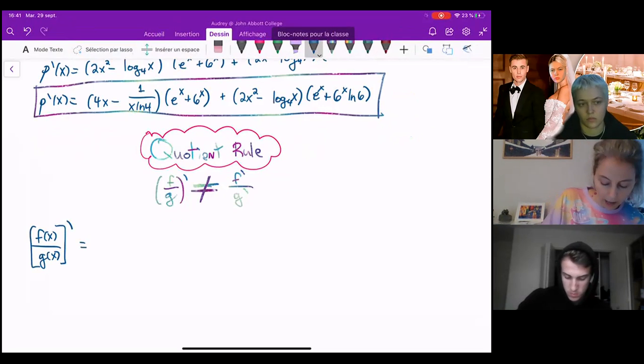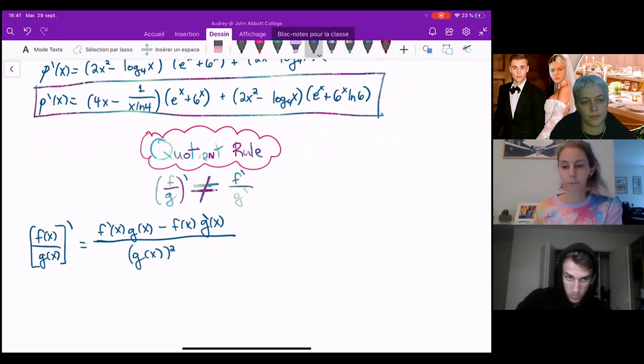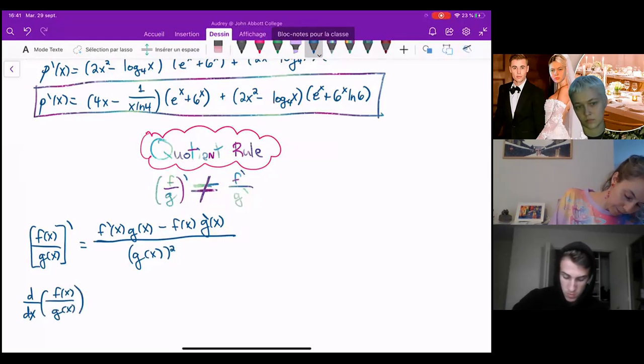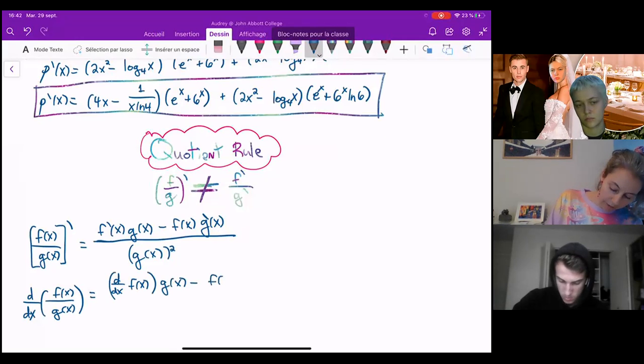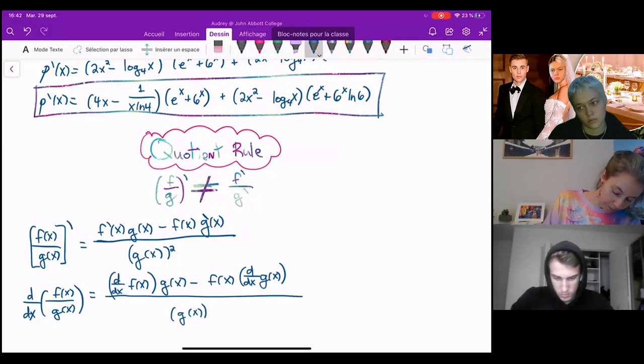And that rule is f prime of x times g of x minus f of x times g prime of x, all over g of x squared. Or if we use our other notation, d/dx of f of x over g of x is the derivative of f of x times g of x minus f of x times the derivative of g of x, all over g of x squared.